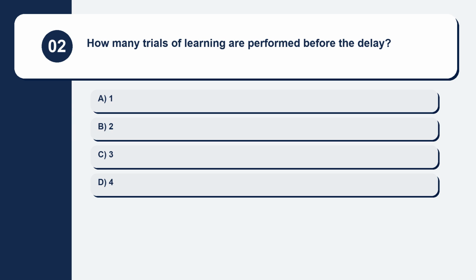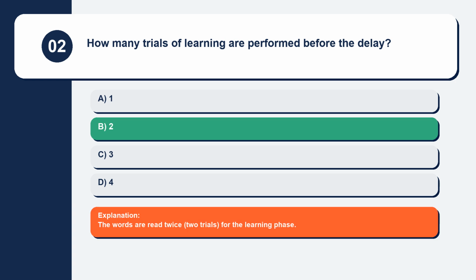Question 2. How many trials of learning are performed before the delay? 1, 2, 3, 4. The words are read twice, 2 trials, for the learning phase.